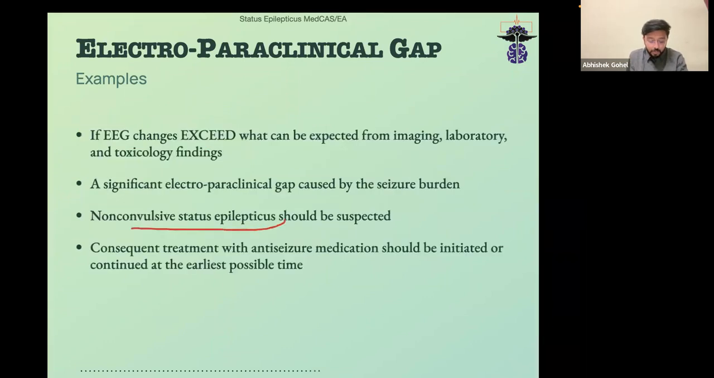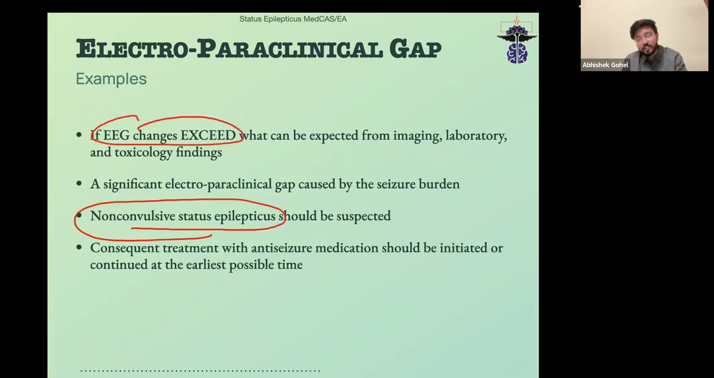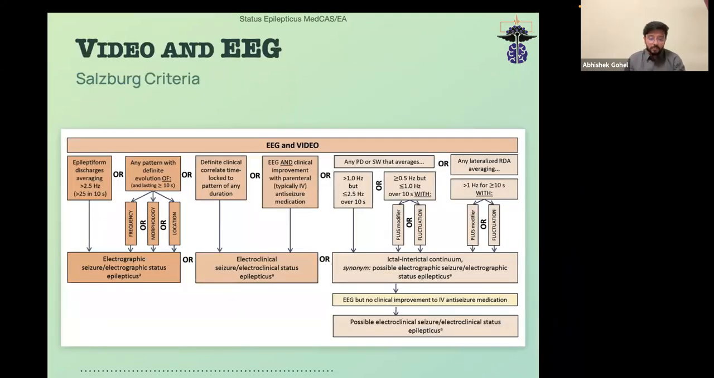But if you have a patient of non-convulsive status epilepticus, where EEG changes clearly exceed what can be expected from your imaging, laboratory and toxicology findings, that means there is a significant electroparaclinical gap which can be helped by consequent anti-seizure therapy. So you should be aggressive in starting and escalating the medication. So what to look for in EEG? We have the Salzburg criteria for EEG.